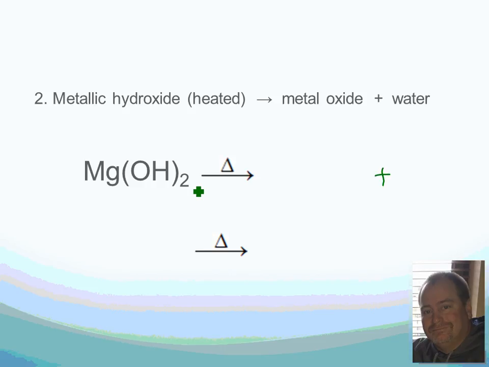Well, once again, water I'm okay with. What's my metal oxide going to be in this case? Magnesium oxide. Both have a 2 charge. Magnesium is 2 plus. Oxygen's 2 minus. So it's simply MgO. And I look, is it balanced? It is balanced.